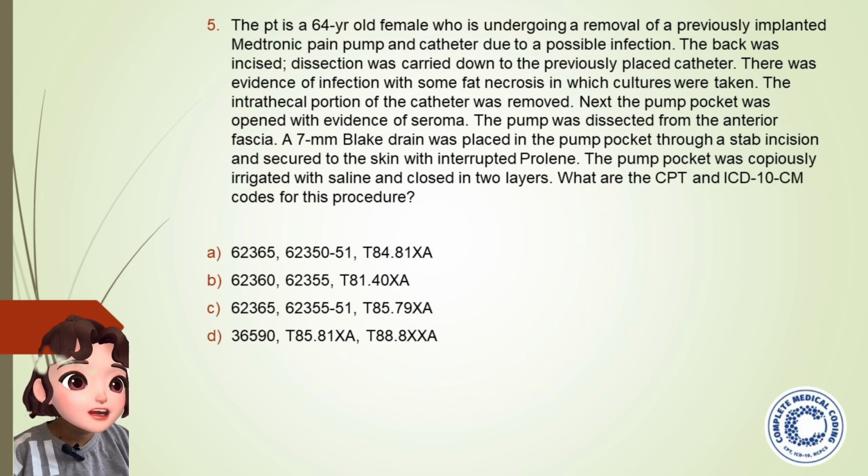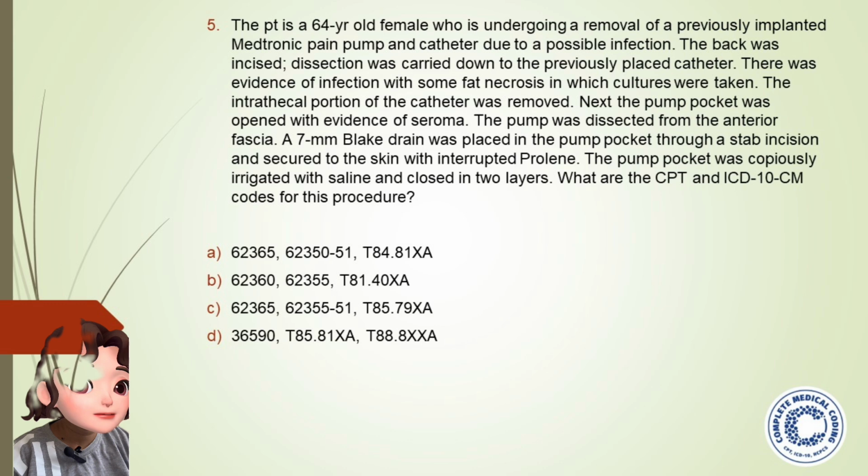What is the first code? T84.81XA. What does T84.81XA represent? Embolism due to internal orthopedic prosthetic devices, implants and grafts. Embolism, no. Here it is mentioned infection. So that's not the answer. What is the second one? T81.40XA. Infection following a procedure, unspecified. This is not unspecified. This is an infection following what procedure? Infection from the previously inserted pump and catheter. That's what we want.